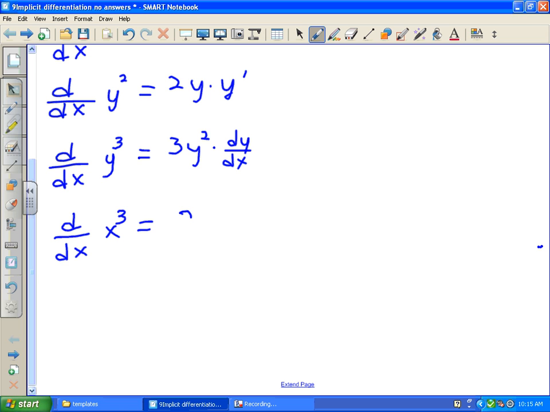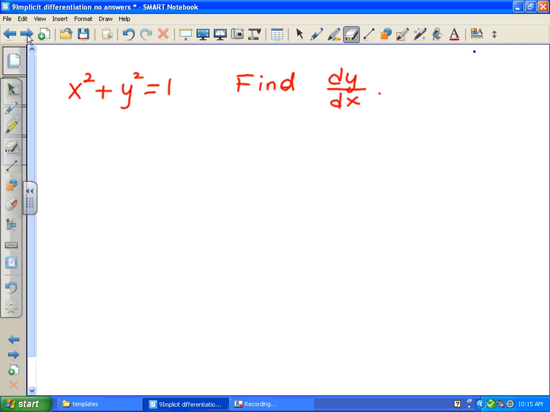3x squared, and if you like, you could say 3x squared times dx/dx. That's the inside, derivative of the inside. But what is dx/dx? That's 1. So we never bother putting that part down when you just have the x's. But when you have a y involved, we want to remember to multiply everything with the derivative of the inside, or dy/dx. Now, keeping this in mind, let's take a look at that first example.